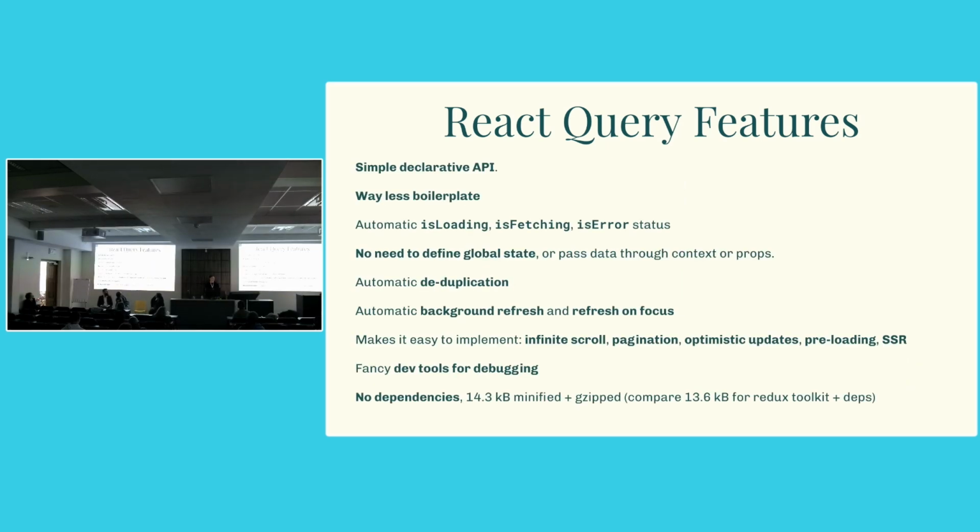So in summary, you get a really simple declarative API, way less boilerplate in your front-end code, automatically get the is loading, is fetching, is error metadata for each request to the server. You don't have this giant global state shared everywhere, automatic deduplication of requests, background refresh. And not to mention, it has a whole bunch of extra features if you need infinite scrolling, pagination, optimistic updates, preloading, or even server-side rendering. It has nice, simple APIs to implement all of them. It's way easier than you'd expect.